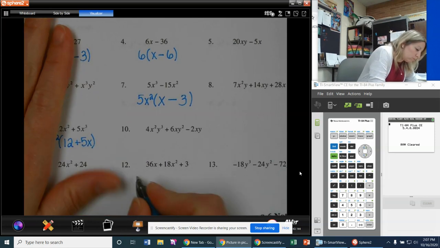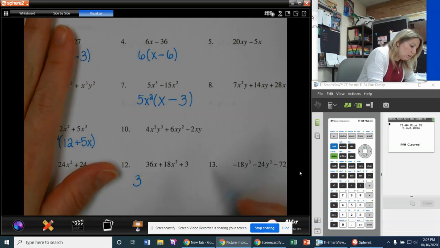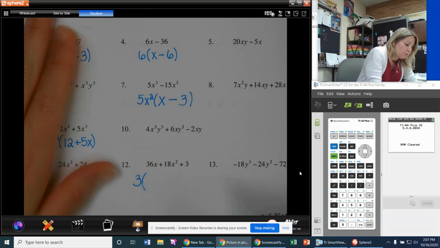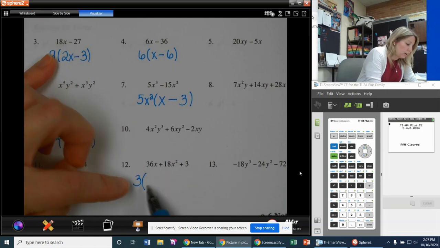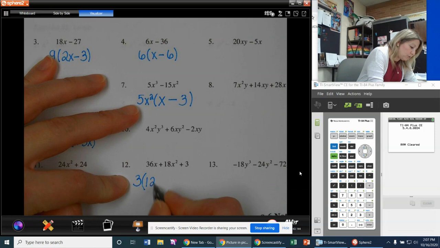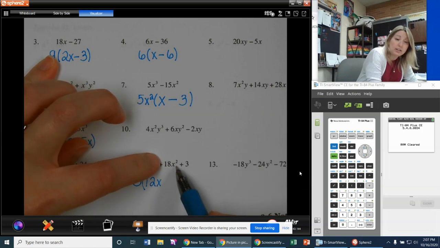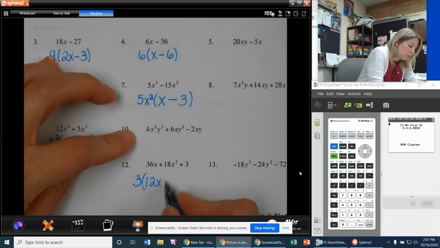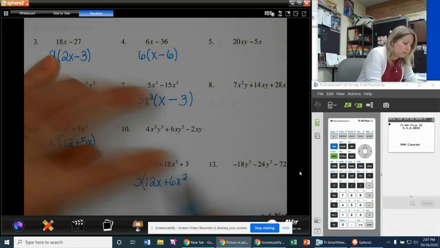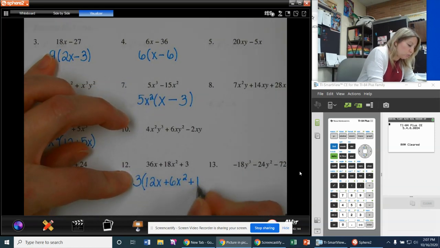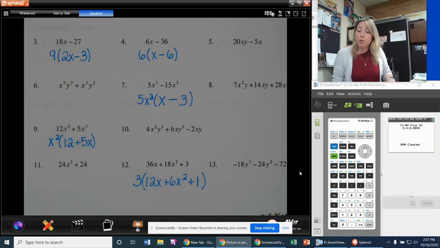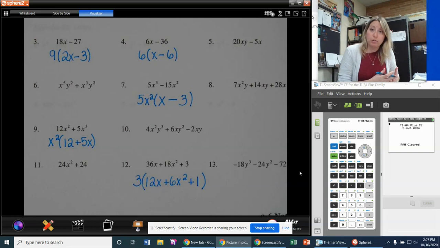All right, so 3 is my GCF. 36x divided by 3, well, that's a 12x left. 18x squared divided by 3, well, that's a plus 6x squared left. And any number divided by itself is a plus 1. It does not cancel to a 0. We only cancel to a 0 if we add and subtract the exact same value of opposites, right? That's the only way we could get that.